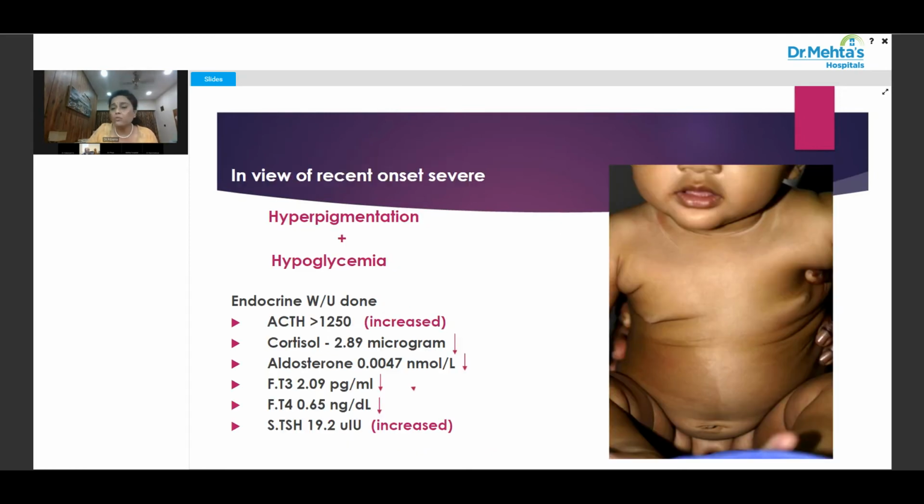And lastly, we also thought of diffuse mesangial sclerosis because we had seen a similar case earlier. But there were some differences from a usual podocytopathy. The child had severe hyperpigmentation and hypoglycemia besides the nephrotic syndrome and the AKI. So an endocrine workup was also sent, and she had low serum cortisol, low aldosterone, and raised ACTH. Even the thyroid workup was suggestive of primary hypothyroidism.